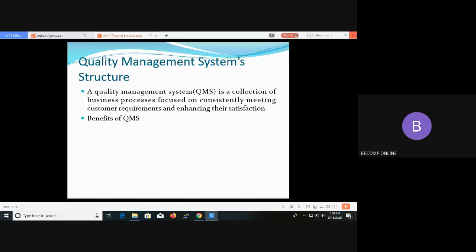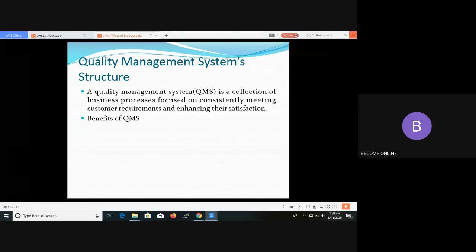Here we can see the quality management system structure. There are some processes related to software quality, like mission, vision, policy, objectives, strategy, and goals. These are the different areas of quality management. But here we can see what software quality management is.